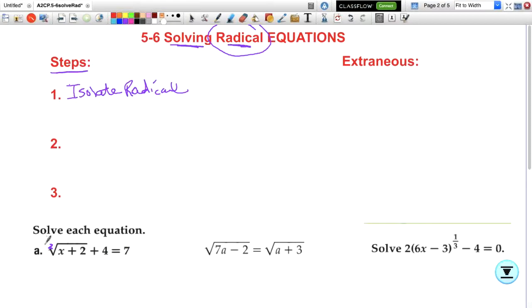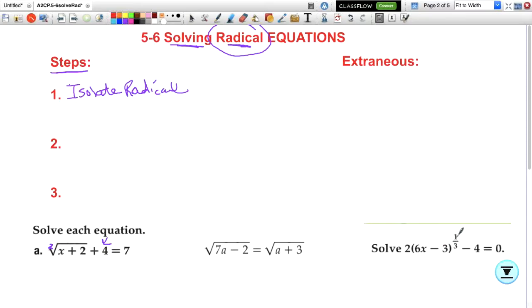So if we look over at this first problem in part A, I have the square root of x plus 2 with a plus 4 on the outside equals 7. I need to get rid of this plus 4 as my first step. Here I have roots on both sides, but there's nothing going on the outside, so the fact that this root is alone on the left-hand side of this equal sign means we're good to go.